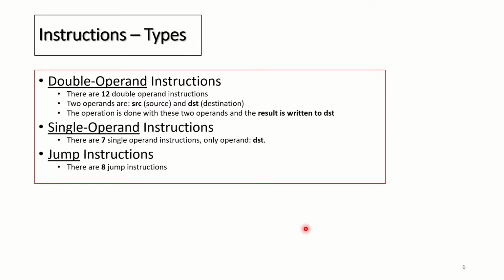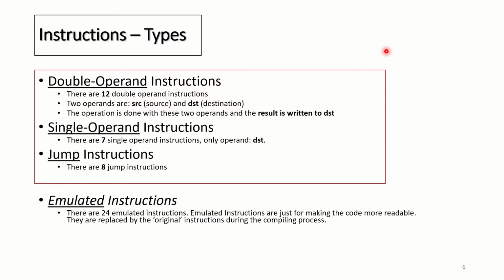Here we can see that there are three types of instructions for MSP430. Double operand, single operand, and jump instructions. There are 12 double operand instructions, and these two operands are source and destination. The operation is done with these two operands and the result is written to destination. In single operand instructions, we have only one operand, which is the destination, and there are 7 single operand instructions. And we have 8 jump instructions.